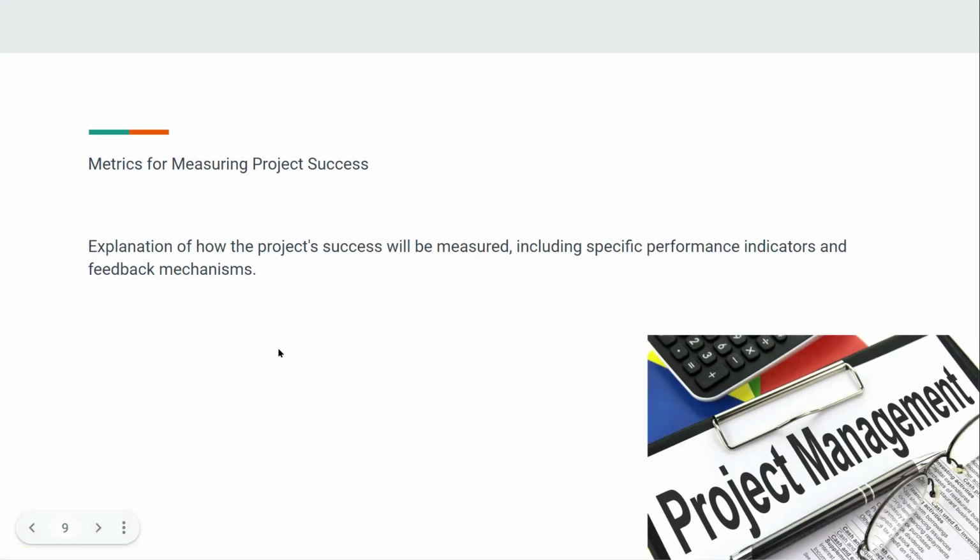Now, there are defined metrics for measuring project success. This is a way to quantitatively explain what we're trying to do and develop a threshold that we want to meet. So here, we will understand that the project success will have to be measured, because to measure the success of our project, we'll employ a wide range of performance indicators and feedback mechanisms.